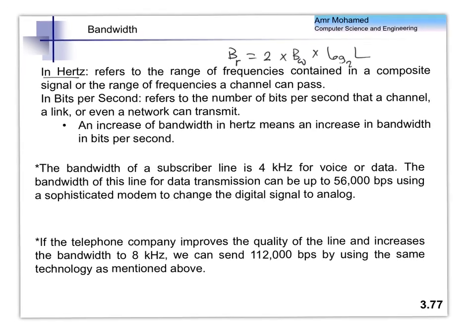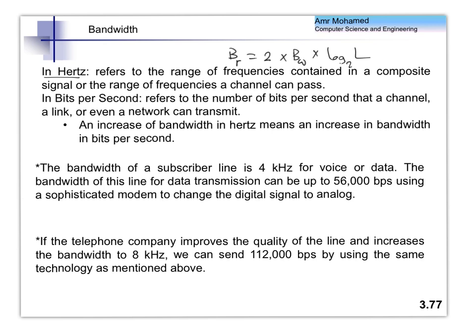An example, the bandwidth of a subscriber line or ADSL is 4 kilohertz for voice or data. The bandwidth of this line in data transmission in terms of bits per second is 56,000 bits per second. So this is calculated based on what? Based on the fact that this 56,000 is actually 2 times 4,000 times log 2 of L. So what's L then?